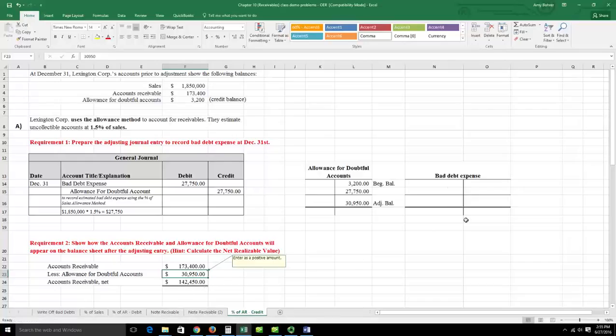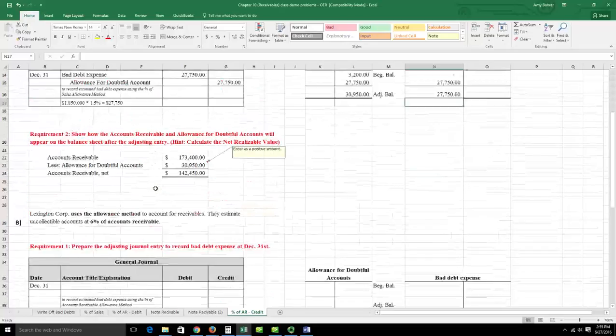We didn't post the bad debt expense because we didn't need it for this, but we might as well go ahead and post it. That didn't give us a beginning balance, so we can assume our beginning balance is 0, and you're always going to put your expense balances on the debit side or the left-hand side of the T account because expenses carry a normal debit balance. So the dash means 0 in Excel. And I debited $27,750, so my new balance, 0 plus $27,750, is obviously $27,750. Okay, so that's the percent of sales method for this Lexington Corp.